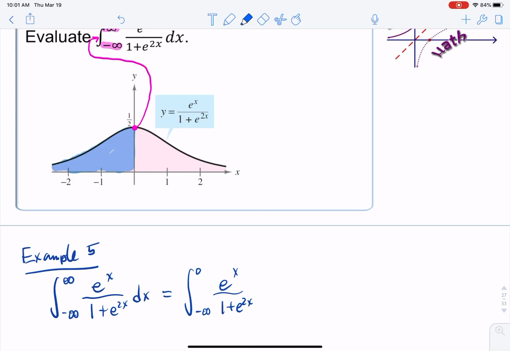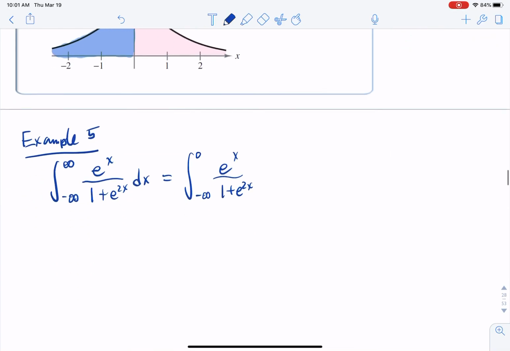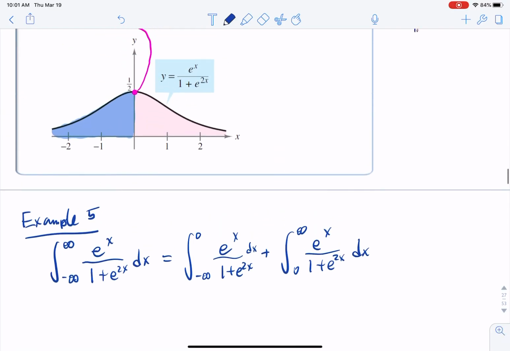Look at this coloring job. I'm pretty good at this. All right, and then we're going to break it up as the second part from 0 to infinity, e to the x over 1 plus e to the 2x dx. And that's the pink part that's left over at the right-hand side. Okay, so now we essentially have two improper integrals that we have to evaluate.